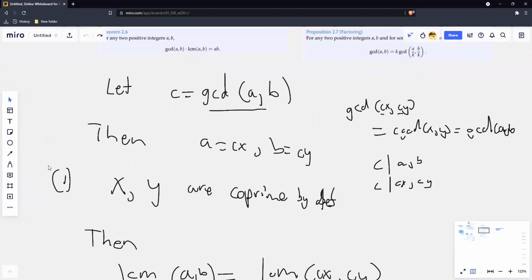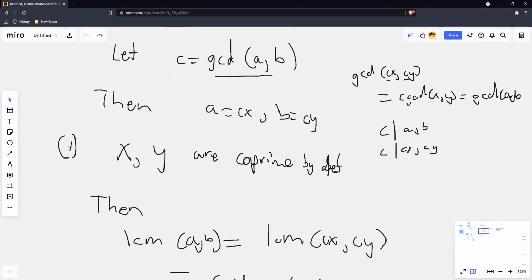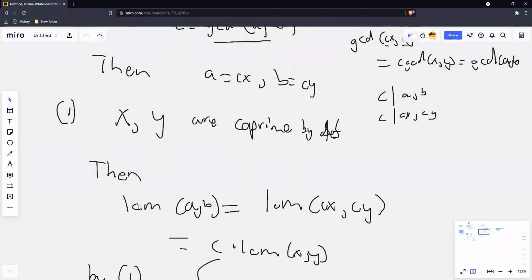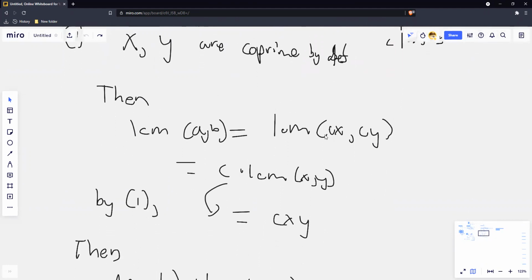So let's call this lemma 1, because we'll use it later. Then let's see the LCM. LCM(A, B) is equal to LCM(CX, CY). It's basically the same as before: LCM is the union. We can take the C out because it's in the union. So C times LCM(X, Y).